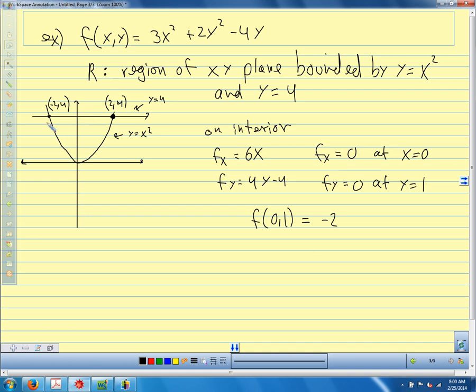So for our boundary, we only have two pieces to test now. We have the line y equals 4, and we have the parabola. So on y equals 4, we have f of x, y. I'm just substituting y equals 4 in here. We have f of x, y equals 3x squared plus 16, substituting 4 in for y. And x is between negative 2 and 2. So that's going to be our endpoints of our boundary there.